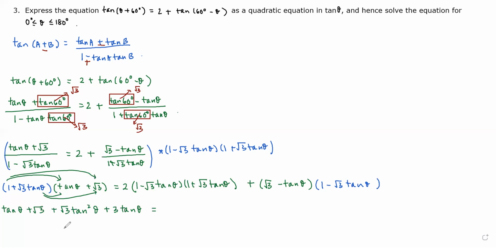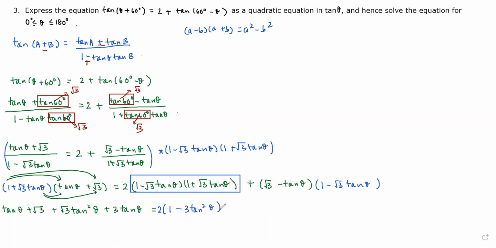Now this expression on the right side here, you have 1 minus root 3 tangent theta, 1 plus root 3 tangent theta. That is a difference of squares. So this difference of squares is just 1 square minus the square of root 3 tangent theta. Now we do know that a minus b, a plus b is a square minus b square. So we have 1 minus the square of the second term, which is 3 tangent square theta.